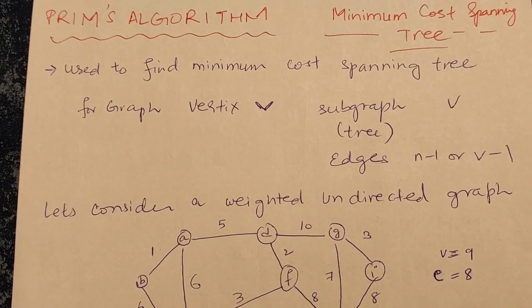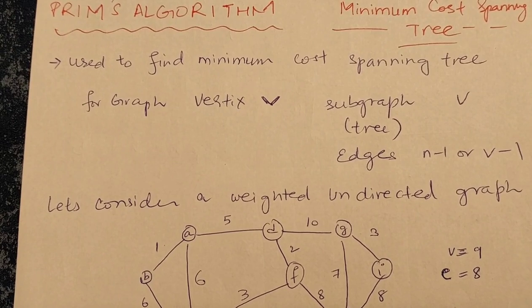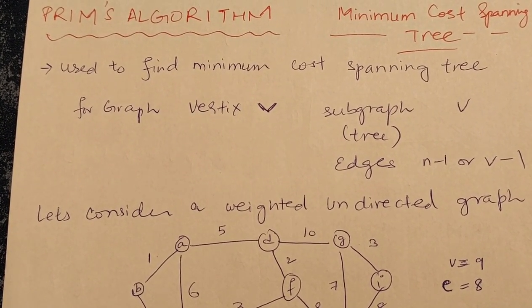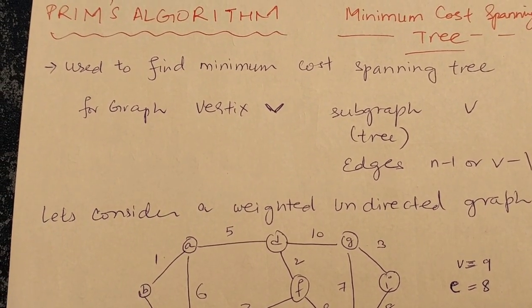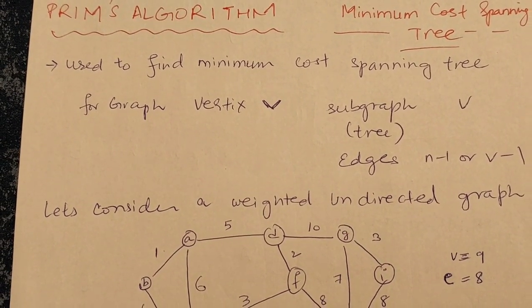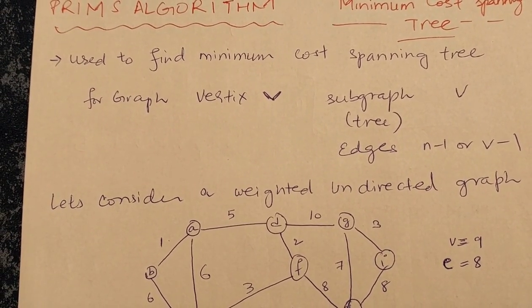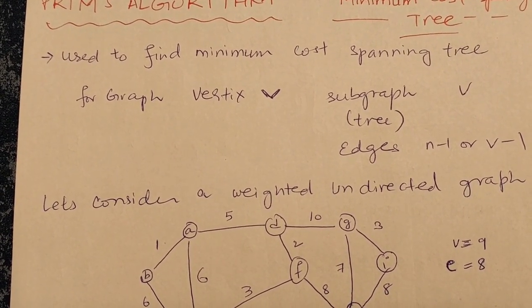Prim's algorithm is one of the very important algorithms used for minimum cost spanning tree calculation. It is normally used to find the minimum cost spanning tree when we have some graph. So I will explain step by step with the help of an example how we implement Prim's algorithm, and what are the necessary steps to do it.